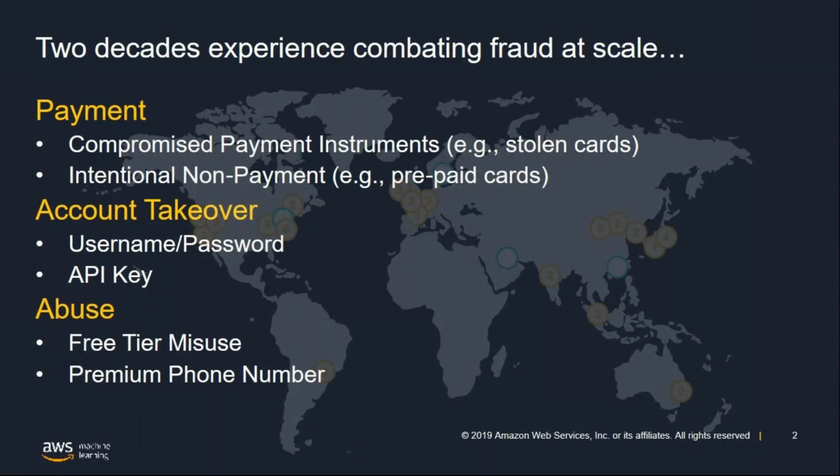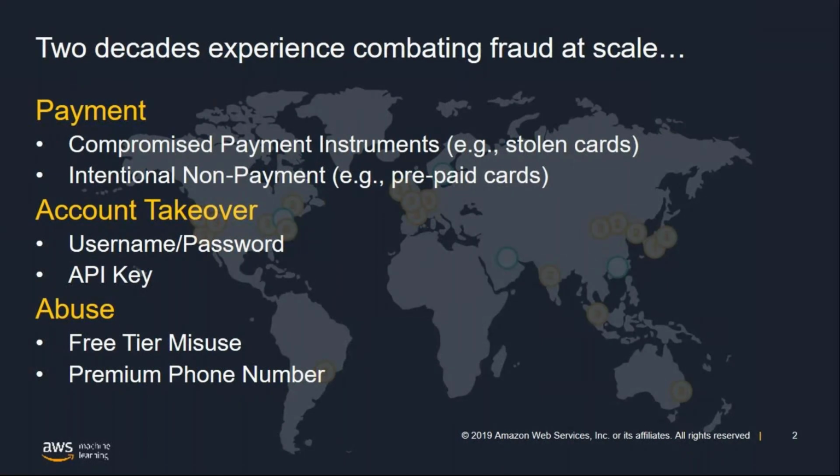At Amazon and AWS, we've been fighting fraudsters for over 2 decades. Over that time, we've seen a wide variety of fraud, from payment fraud, compromised payment instruments using stolen credit cards, different types of fraud related to prepaid cards. We also see quite a bit of account takeover attempts, both the traditional username and password compromises, as well as API key compromises. And then there's an endless list of abuse that we've seen across different things such as free tier misuse or premium phone number abuse.